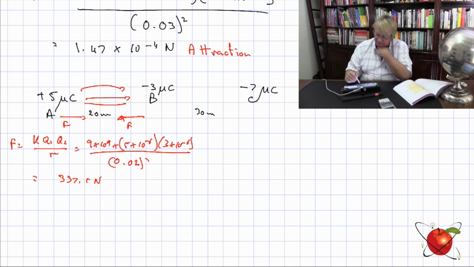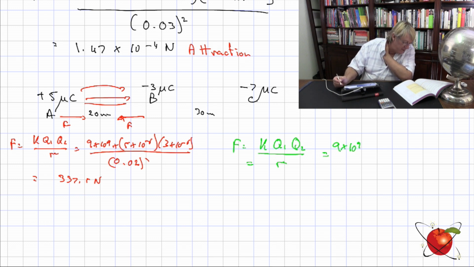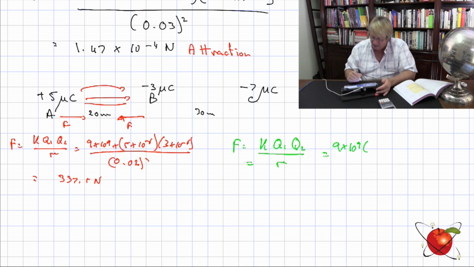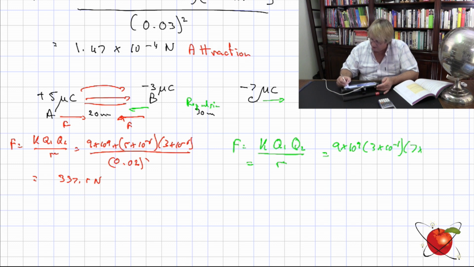Let's have a look at the other side here, and let's call that green, shall we? So we say here F is equal to K Q1 Q2 over R squared. Let's put in some numbers. K, 9 times 10 to the 9, multiplied by, now the green force, it's a minus and a minus, which means it's going to be pushing away, right? It's repulsion over there, isn't it? They are repelling each other, and it's going to be 3 times 10 to the minus 6 times 7 times 10 to the minus 6 divided by the distance, 0.03 squared.